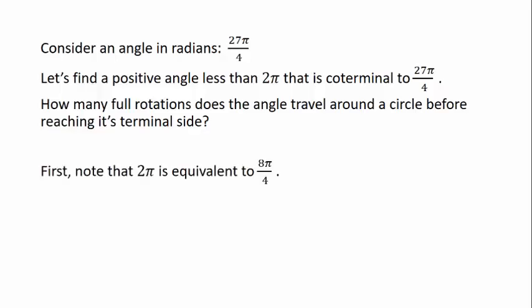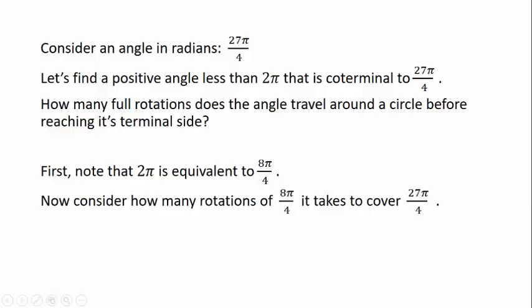First, note that 2 pi is equivalent to 8 pi over 4. This is really important because our original angle has a 4 in the denominator. So if we want to add or subtract 2 pi, we need a denominator of 4 here. So we need a common denominator.